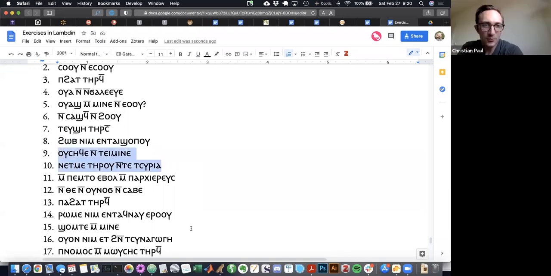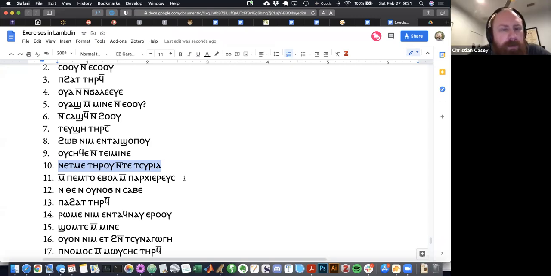Yeah, everything I got. Usefe inte mine, a sword of this kind, or this kind of sword. And then netme teru inte Syria, all the villages of Syria. Yeah. Nice.